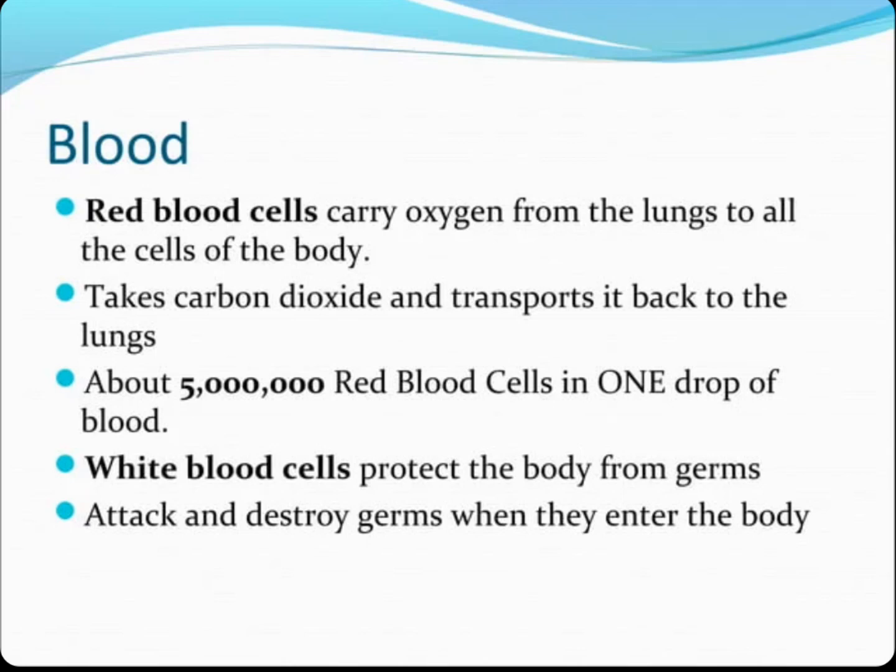So our red blood cells carry oxygen from the lungs to all the cells of the body. They take carbon dioxide and transport it back to the lungs. There are about 5 million red blood cells in one drop of blood. White blood cells also, if red blood cells carry oxygen, white blood cells protect the body from germs. They attack and destroy germs when they enter the body.